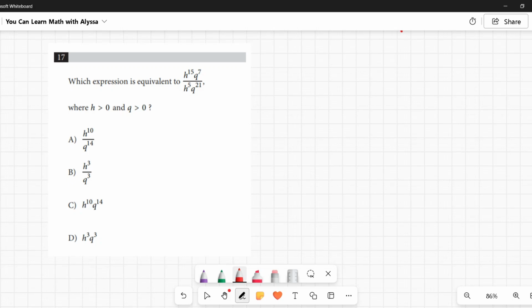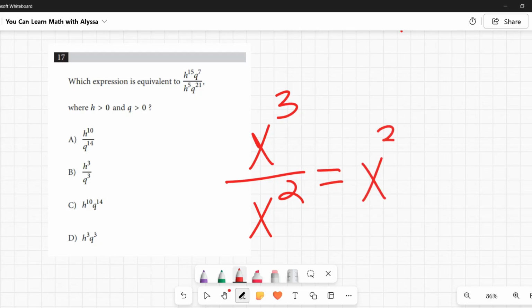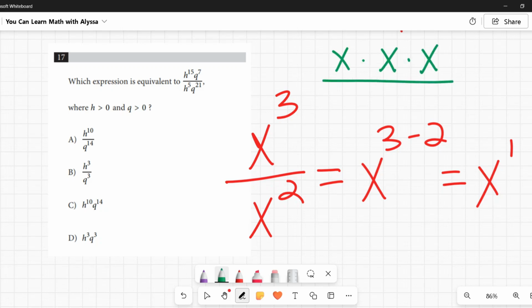I'm going to show you why this works. If you have exponents and you are dividing exponents, you can subtract the exponents and get your solution. So if I had, let's say, x to the power of 3 divided by x to the power of 2, that is the same as x to the power of 3 minus 2, or x to the power of 1, just x. The reason this works is because x to the power of 3 is the same as x times x times x. X to the power of 2 is the same as x times x.